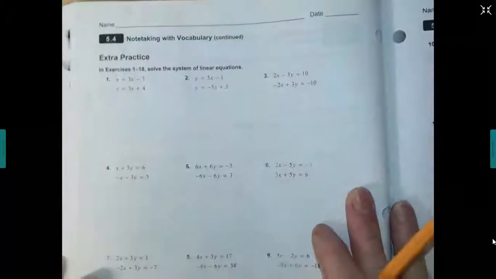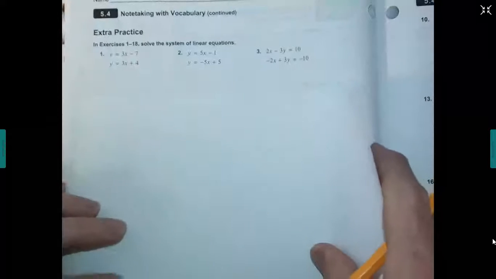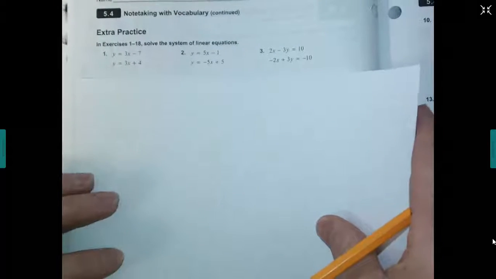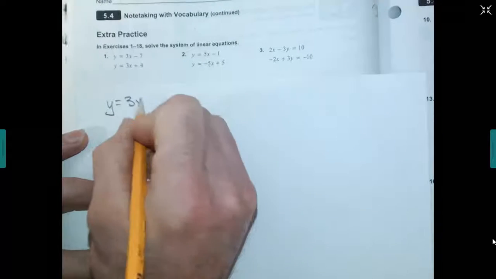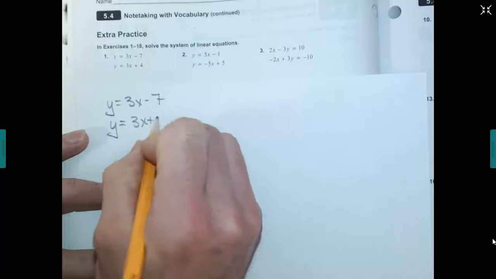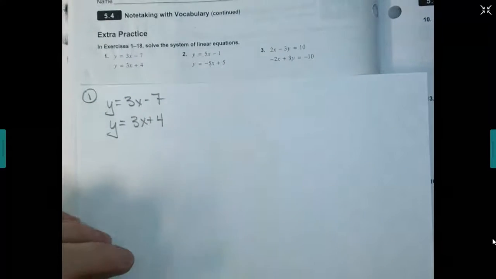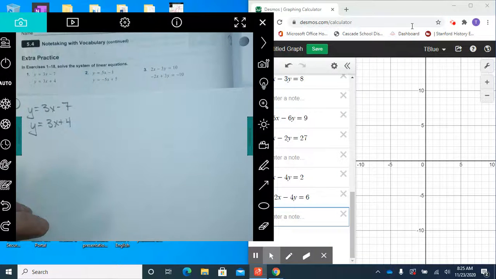So we're just going to get straight into it. If you'll turn with me to page 140, we're looking at number one here, and I will do the odds, and you will be expected to do the evens. So let's look at number one. We have y equals 3x minus 7, and y equals 3x plus 4. The first thing we're going to do is go into Desmos and see if there's one solution, no solution, or an infinite number of solutions.